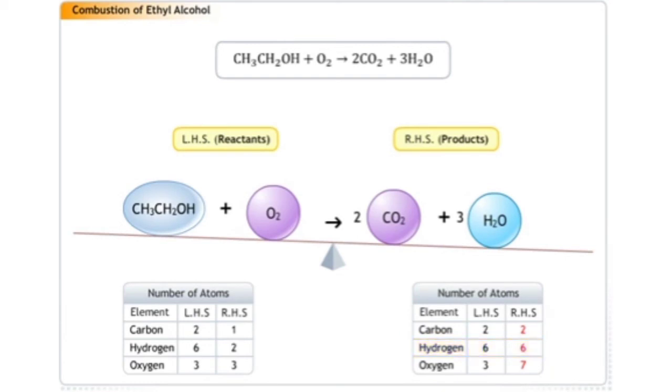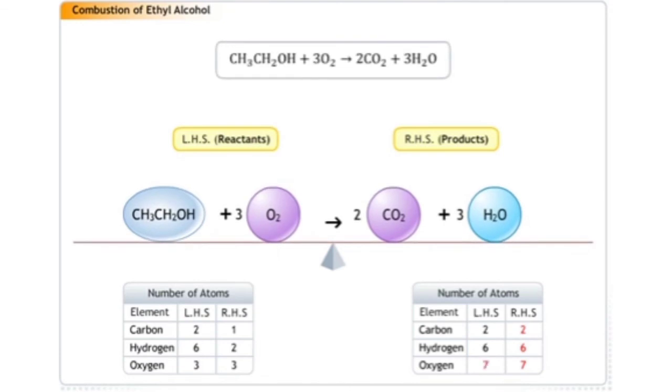The next element in the equation is oxygen. There are 7 oxygen atoms on the product side but only 3 atoms on the reactant side. To balance the equation, place the coefficient 3 before the oxygen on the left hand side. In the end, do a final check to confirm the atoms are balanced on both the sides. Here is what you get as the final equation. Ethyl alcohol reacts with 3 molecules of oxygen to form 2 molecules of carbon dioxide and 3 molecules of water.